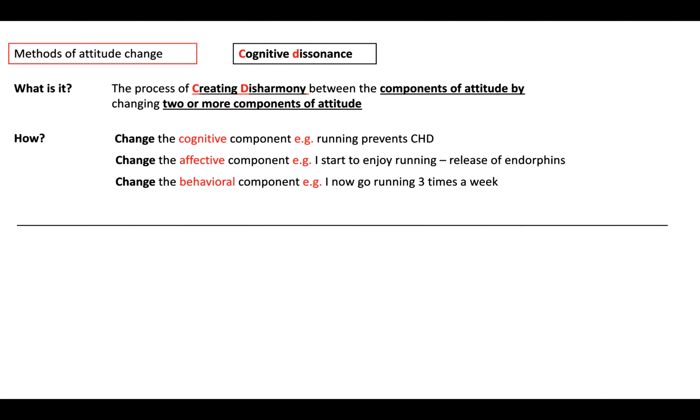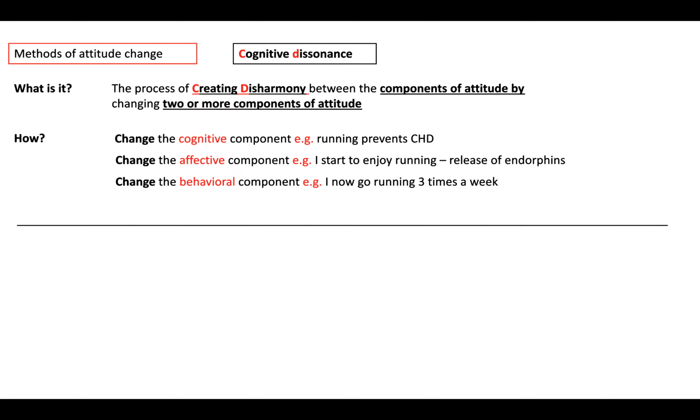Okay. I know that running prevents coronary heart disease, so I'm going to run, and my behaviours change. I'm now running 3 times a week. That would be enough. They don't necessarily have to enjoy it because we only need to change 2 of them. So they know running prevents coronary heart disease. They change their behaviour. They start to run 3 times a week.